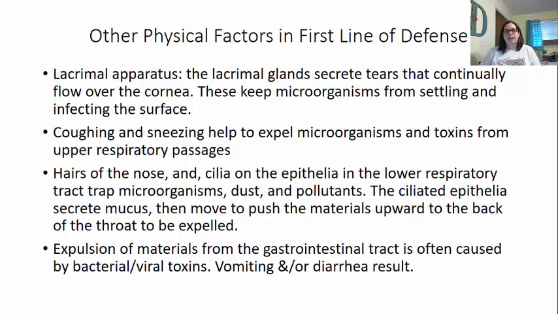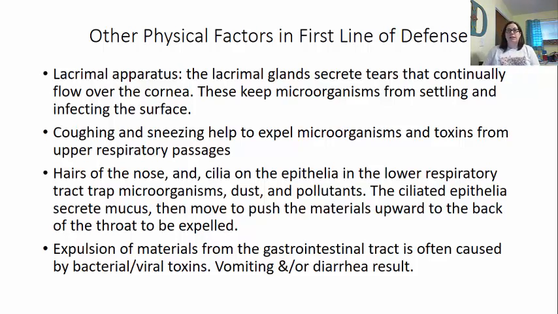Some other physical factors in your first line of defense include your lacrimal apparatus. The lacrimal apparatus is located in the eye. You have what we would call lacrimal glands up here that produce tears. Those tears move across the eye surface and help with washing. This continually covers the cornea and helps protect it, but it also helps keep microorganisms from settling and infecting the surface. So it helps wash them away and remove them. This also has some enzymes present like lysozyme.